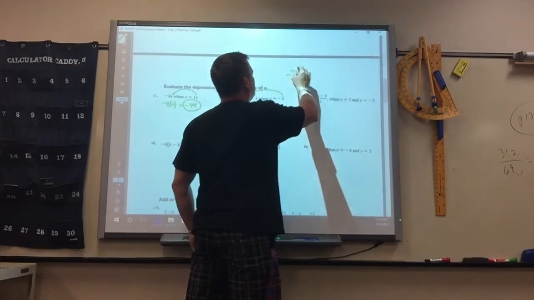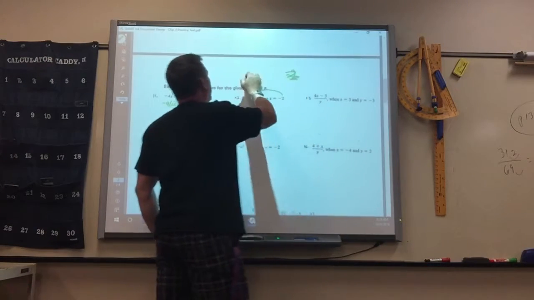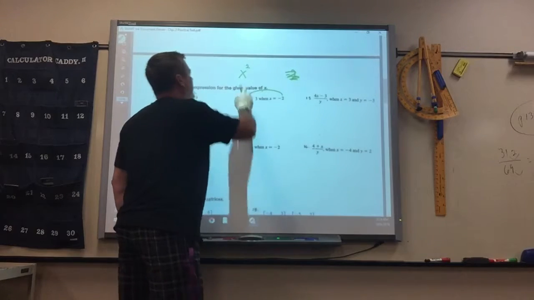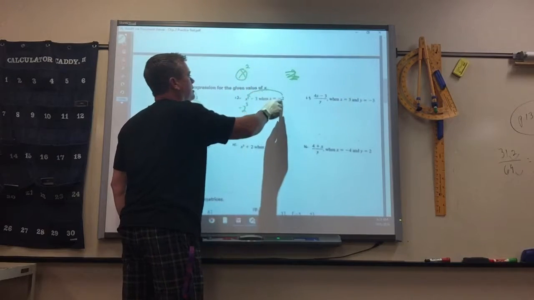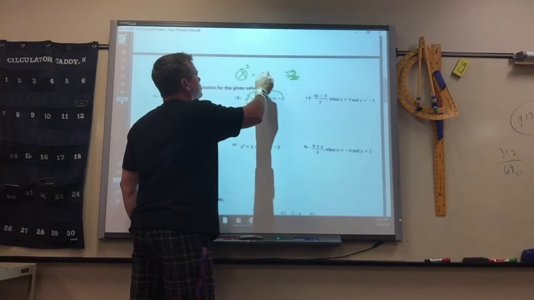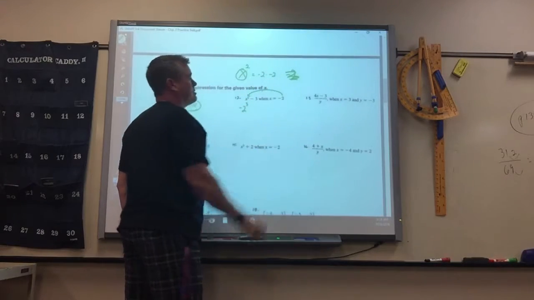If this was a negative 2, say they had x squared. That means you take whatever x is and square it. So that means you take negative 2 times negative 2 and get positive 4.